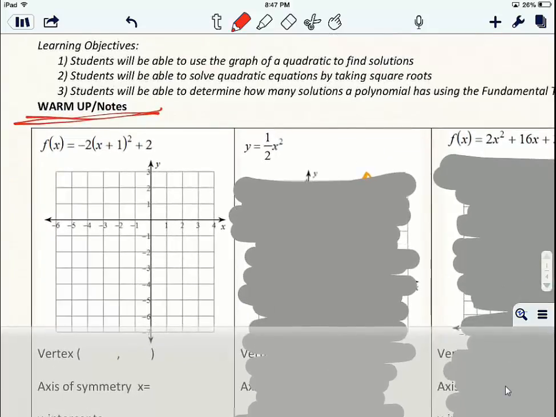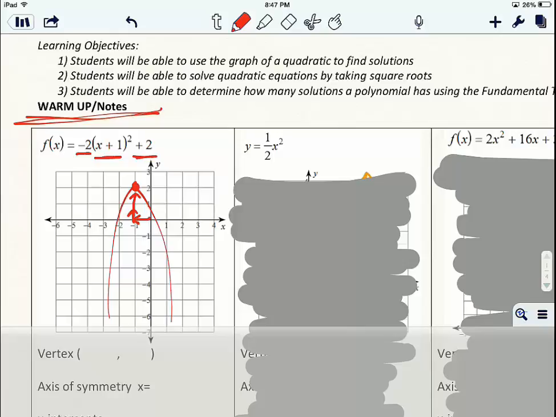Looking at it, we can see that this plus 1 will shift the graph negative 1, opposite of what we would think, and the plus 2 would shift it up 2. So we have a dot right here. Then this negative means it's going to be facing down, and the 2 means it'll be skinny. So something like that. But that's what we would do last quarter. This quarter we want to be more accurate.